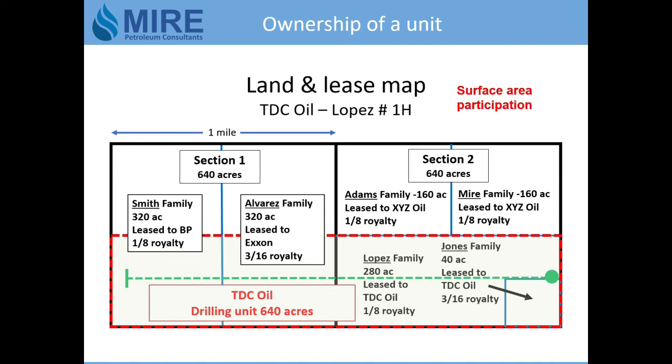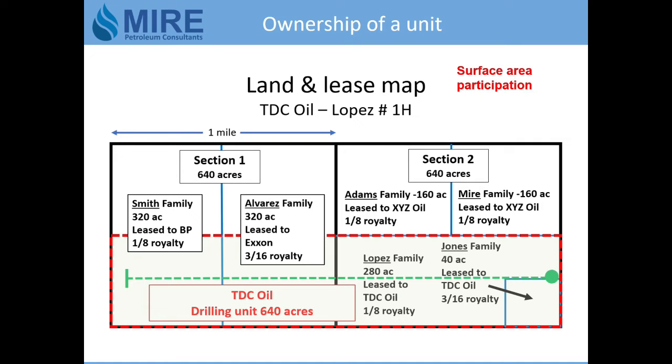Now, everything I'm going to talk about in the next few minutes is based on surface area participation. So keep that in mind. This is a common way to look at ownership. So basically, whoever owns the land over the well is going to own the well. So if you own 50% of the land that the well is going to drain, you're going to get 50% of the working interest.